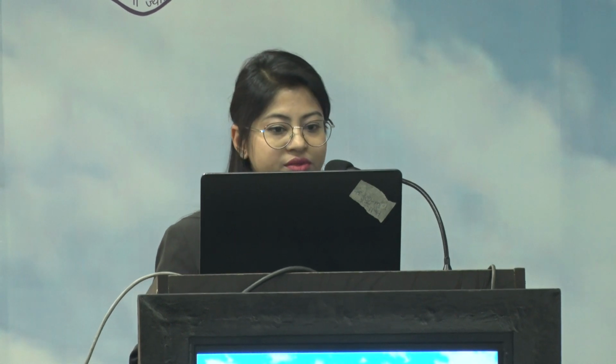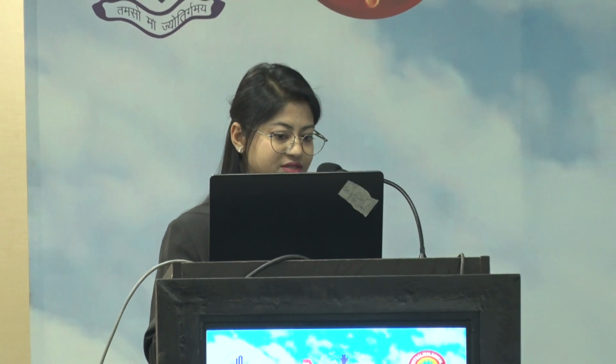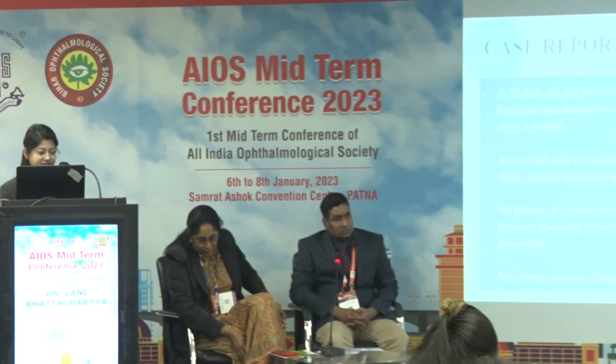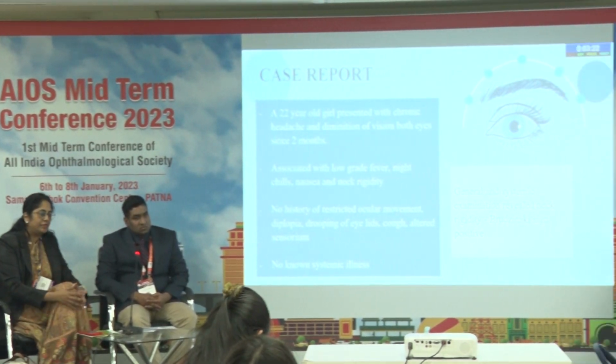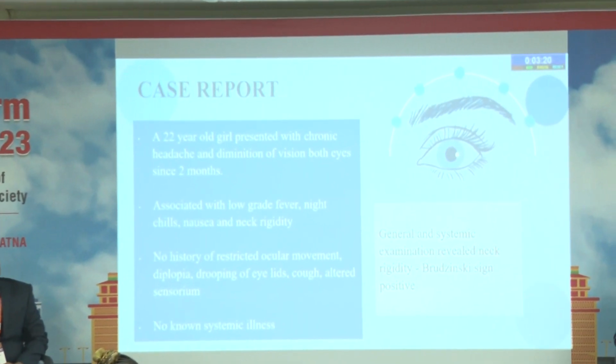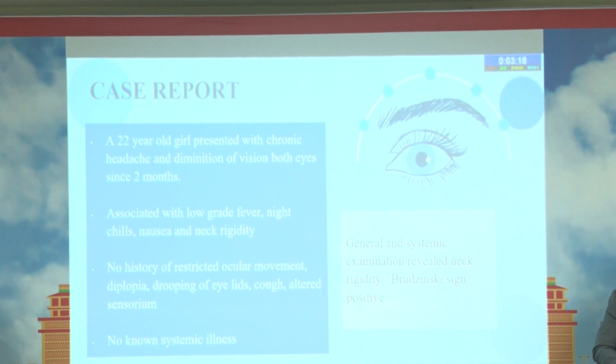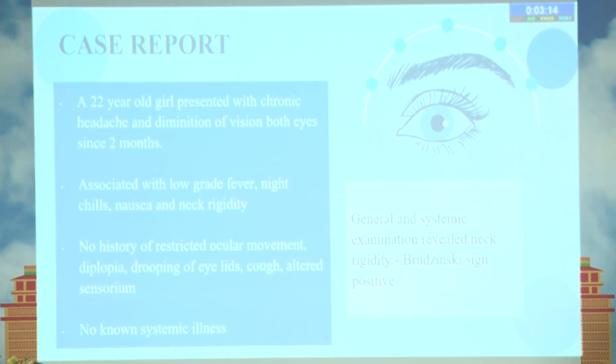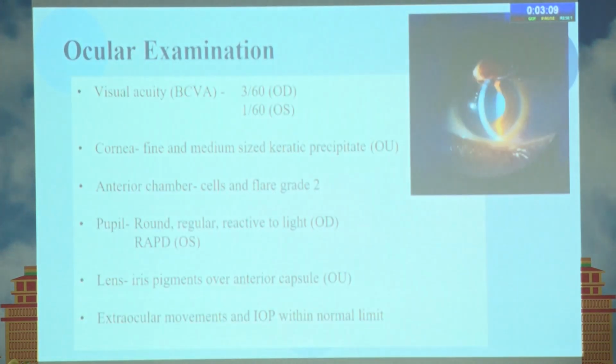So a 22-year-old girl presented to us with chronic headache, diminution of vision in both eyes since the last 2 months. It was associated with low-grade fever, night chills, nausea, and neck rigidity. There is no history of restricted ocular movement, diplopia, drooping of eyelids, cough, or altered sensorium. She doesn't have any known systemic illness. General and systemic examination revealed neck rigidity, that is, Brudzinski sign was positive.